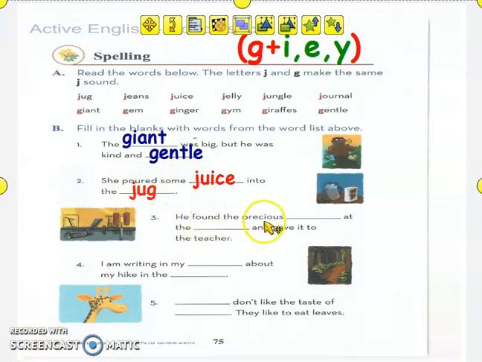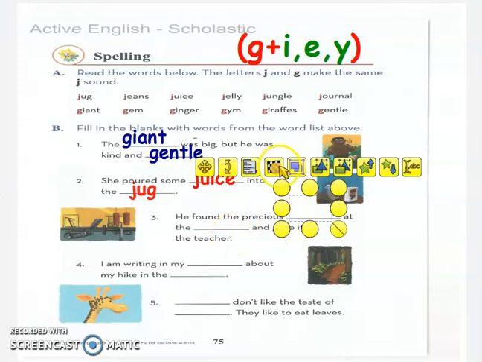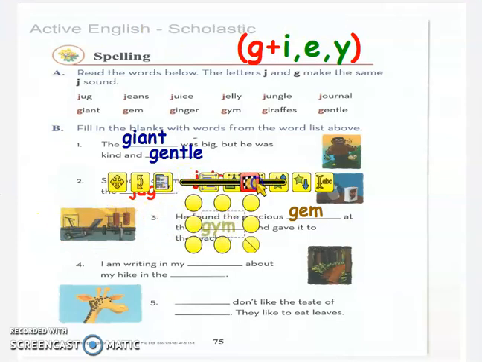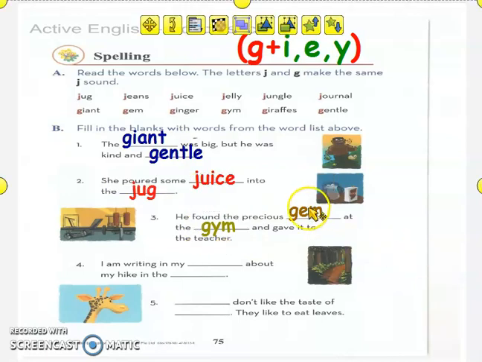He found the precious blank at the blank and gave it to the teacher. What are these words? He found a precious what? Gem. Excellent. At the what? Gym. Excellent. So he found the precious gem at the gym and gave it to the teacher. Let's go to number 4.